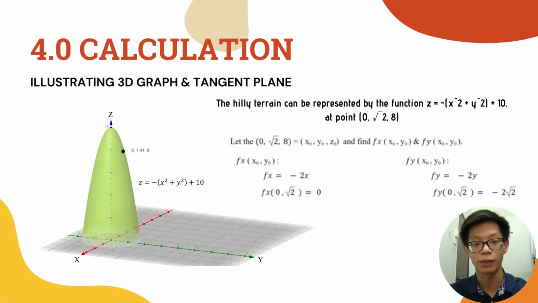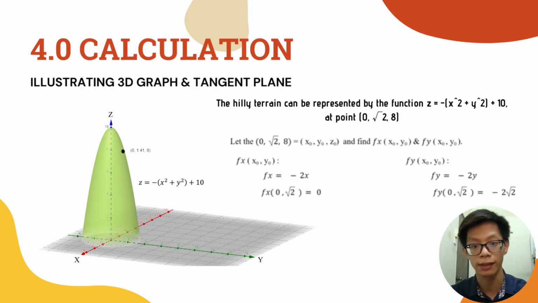So I'm going to explain the calculation part. The hilly terrain can be represented by the function z equals negative (x squared plus y squared) plus 10, at the point (0, square root of 2, 8). So let the coordinates (0, square root of 2, 8) become x naught, y naught and z naught.